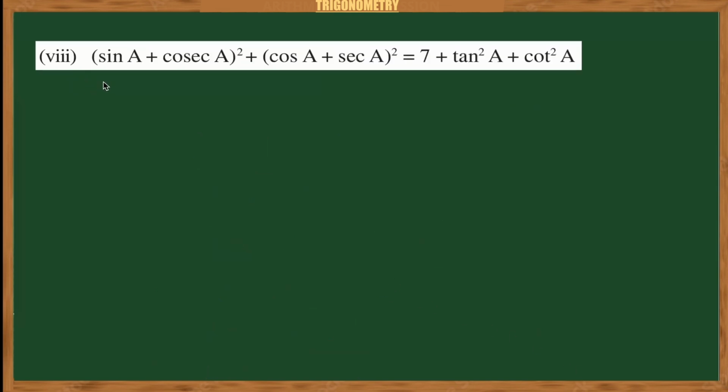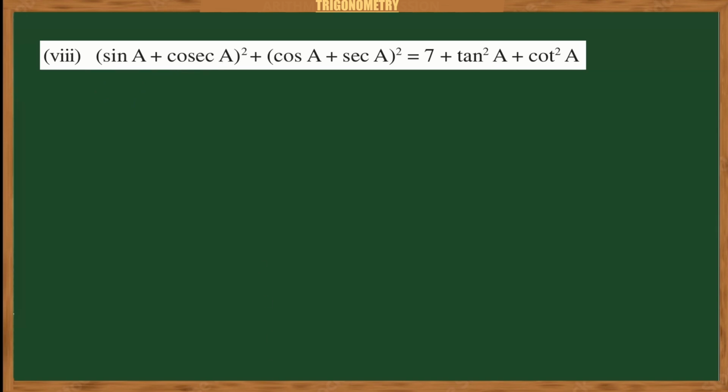So let's read our next question here. Sine A plus cosecant A square plus cos A plus secant A square is equal to 7. The left hand side is this, and the right hand side is coming in the form of tan and cot. Can we simplify, can we put up formulas here? Here there is a square, so first we need to simplify the squares, so that we can put a formula, then we will see further.